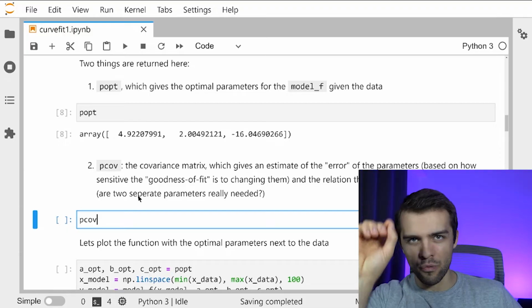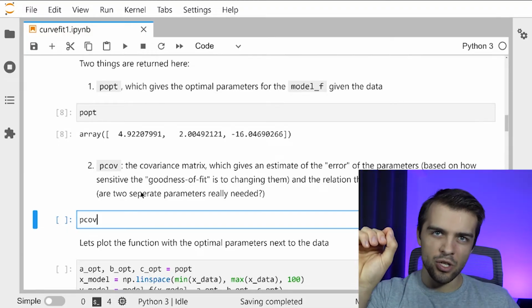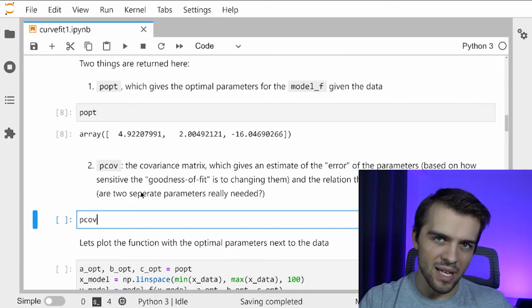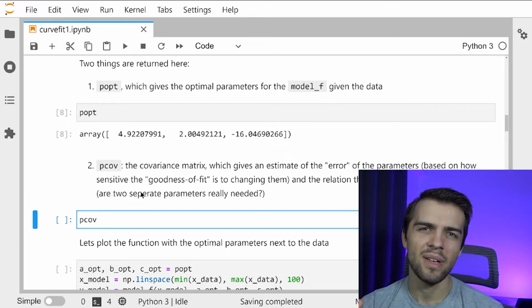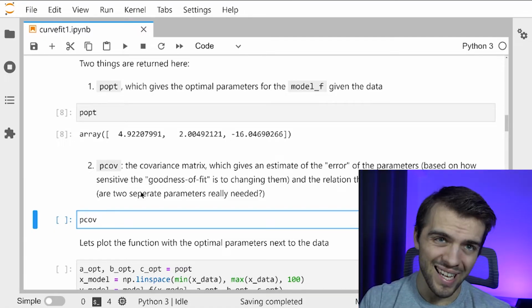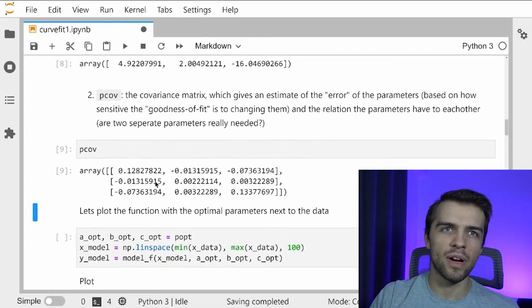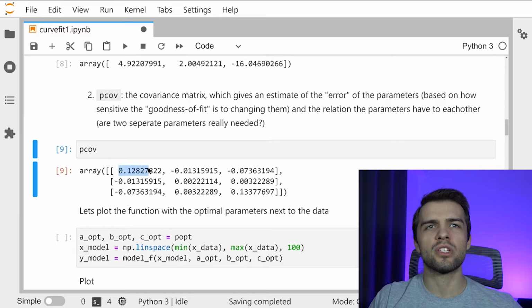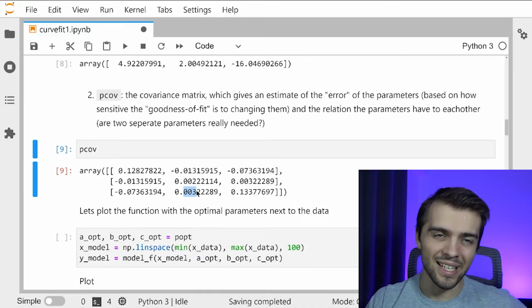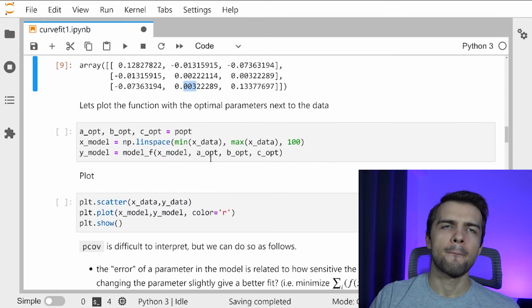But it also gives the covariance between parameters. So for example, if 2 parameters are related, if changing a and changing b do kind of the same thing, then maybe you only need 1 parameter. So maybe those parameters are related in some way. So pcov is a matrix. The diagonal is related to the error on a, b, and c, and these off-diagonal elements tell you how the parameters are related.